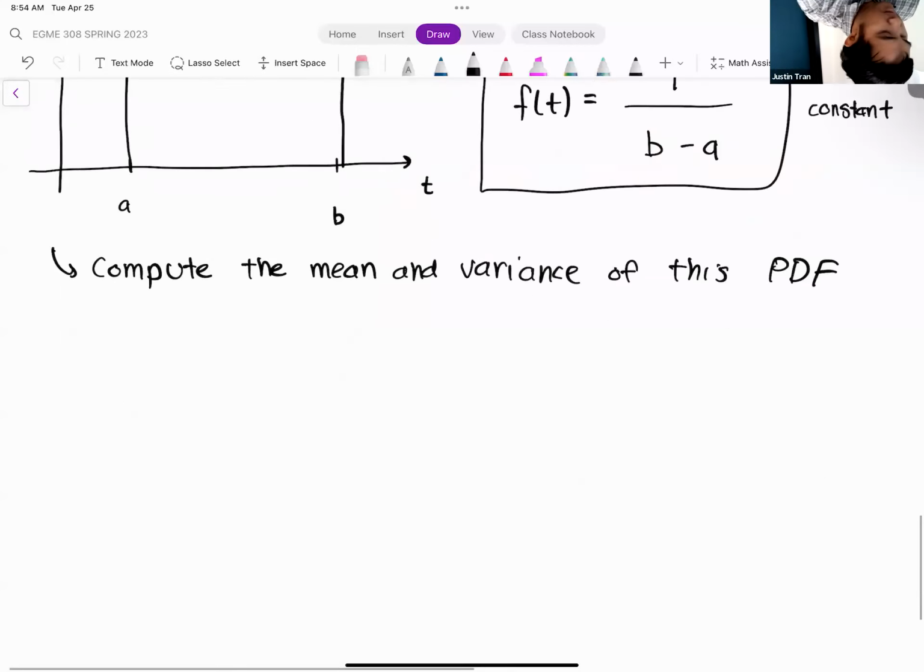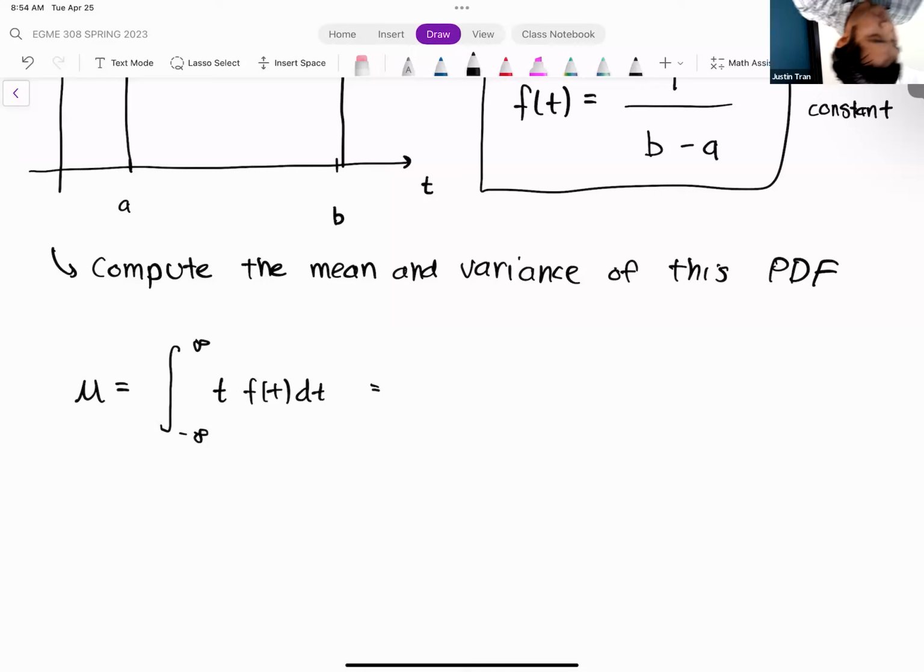So our mean, let's start with the mean. Integral from minus infinity to infinity of t f of t dt. So let's go ahead and plug in our f of t for this problem. We have a unique circumstance though. So normally we can see that our integration here goes from minus infinity to infinity.